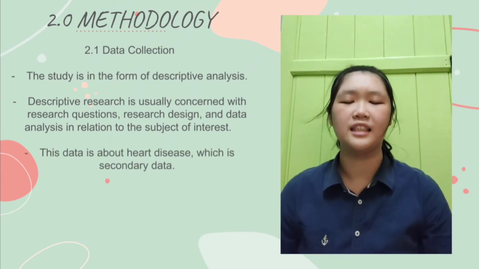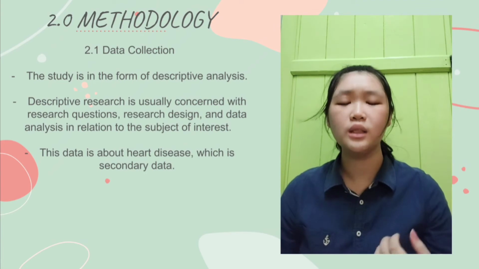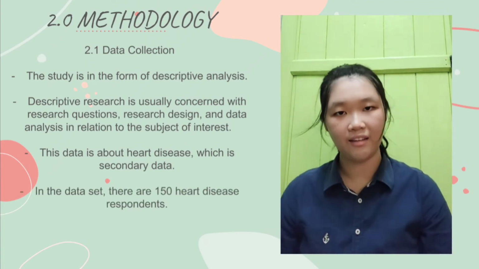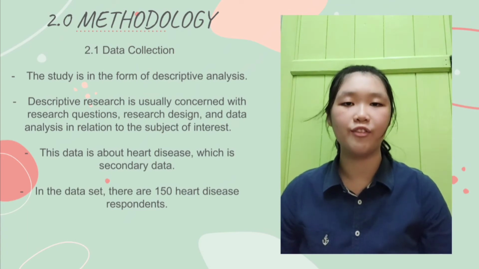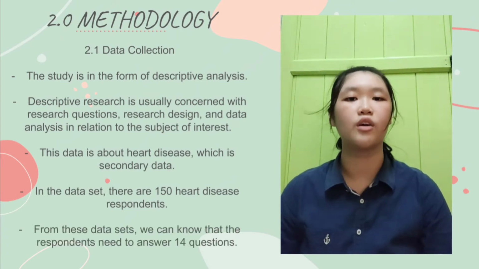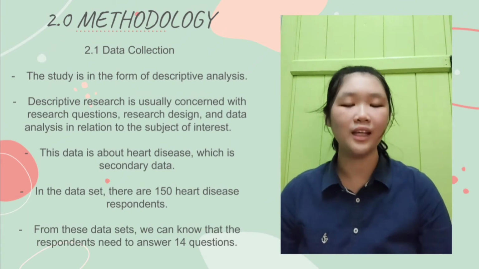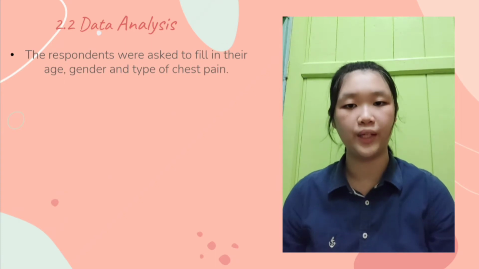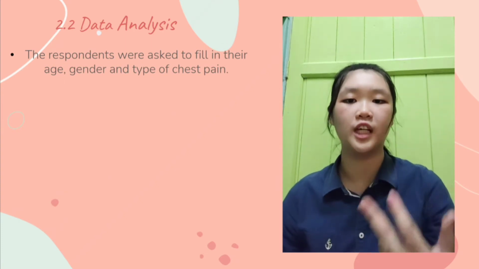Moreover, this data is secondary data about patients with heart disease, provided by lecturers. In the data set, there are 115 heart disease respondents. From this data set, we know that the respondents need to answer 14 questions. In this dataset, the respondents are asked to fill in their age, gender, and type of chest pain.